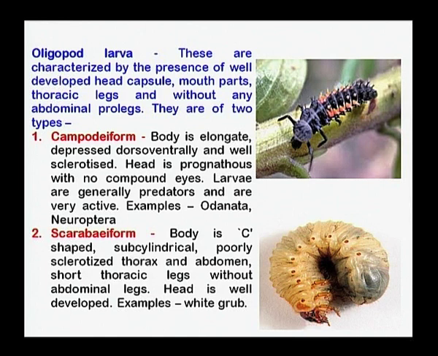In case of scarabaeiform type of larvae, the body is C-shaped, with well sclerotized thorax and abdomen, with short thoracic legs and without abdominal legs. And the very best example is the larva of the white grub.